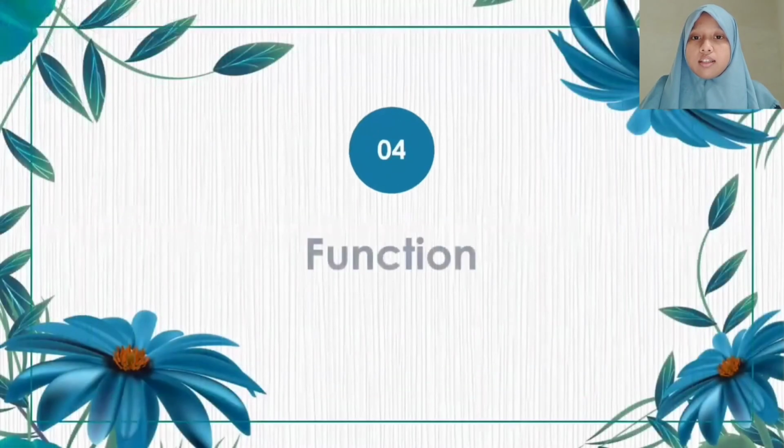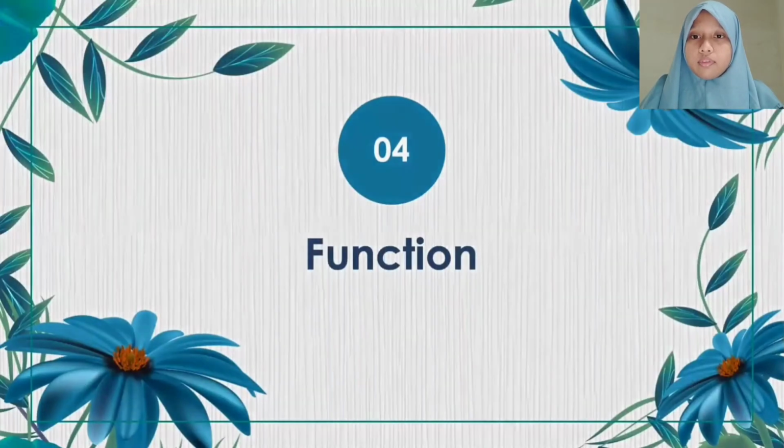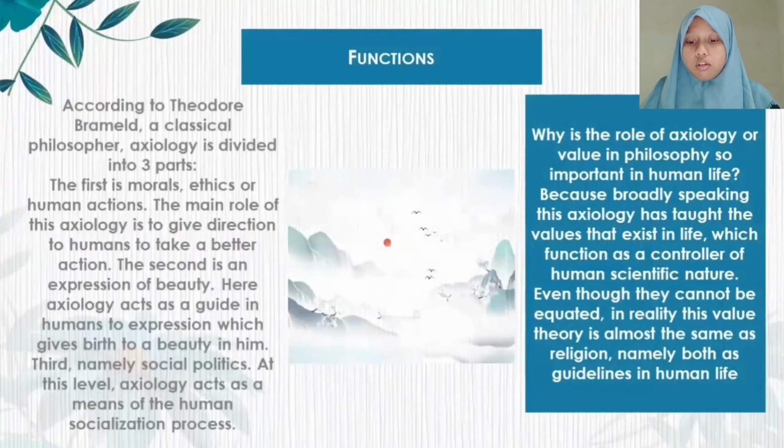Fourth, as the last, is function. According to Theodor Brand, as a classical philosopher, axiology is divided into 3 parts. The first is morals, ethics or human action. The main role of this axiology is to give direction to humans to take a better action.